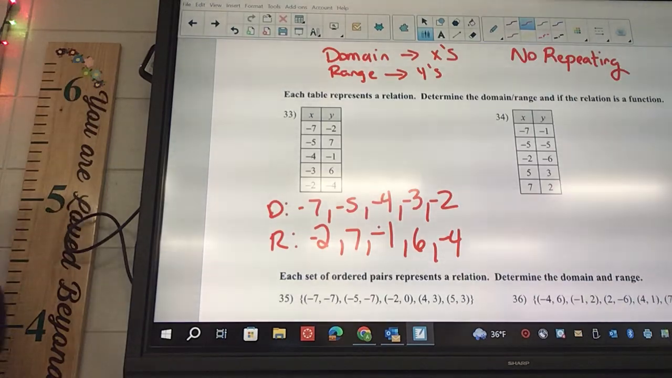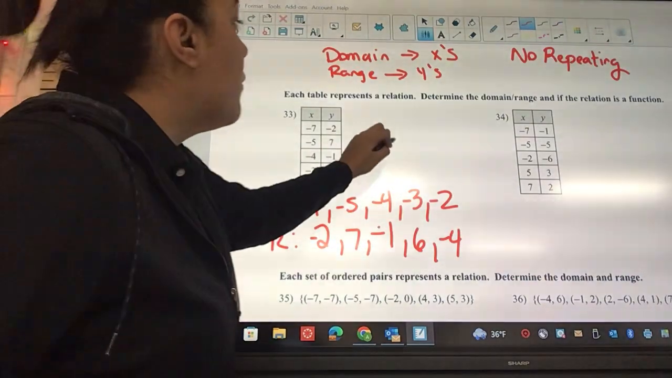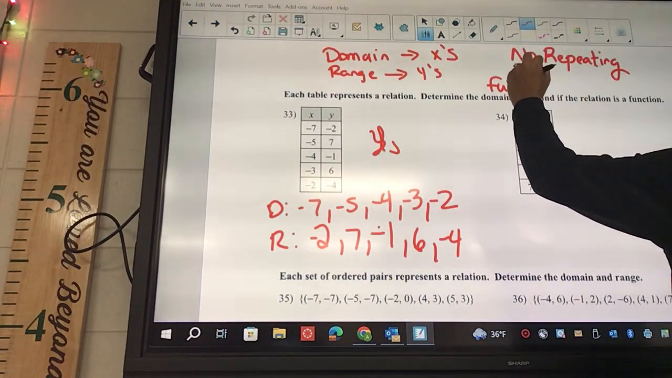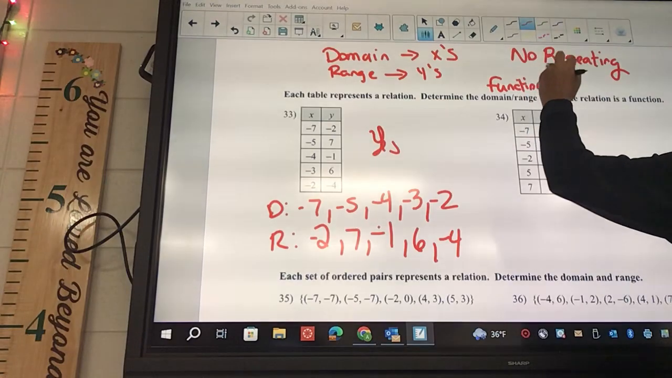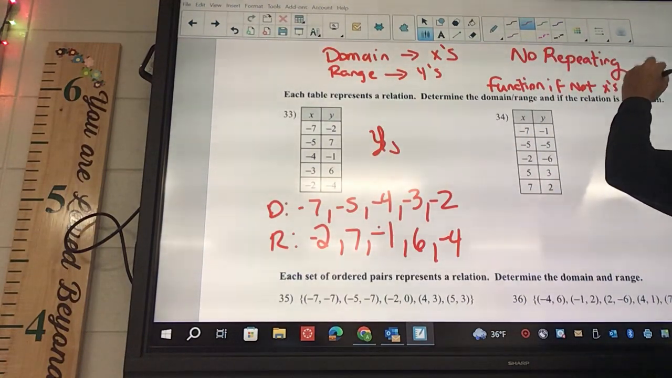Okay, is this a function? Yeah. How do you know? Because none of the domains would be repeated. Yeah, so yes, it is a function. So for the function part, it is a function if no x's repeat.